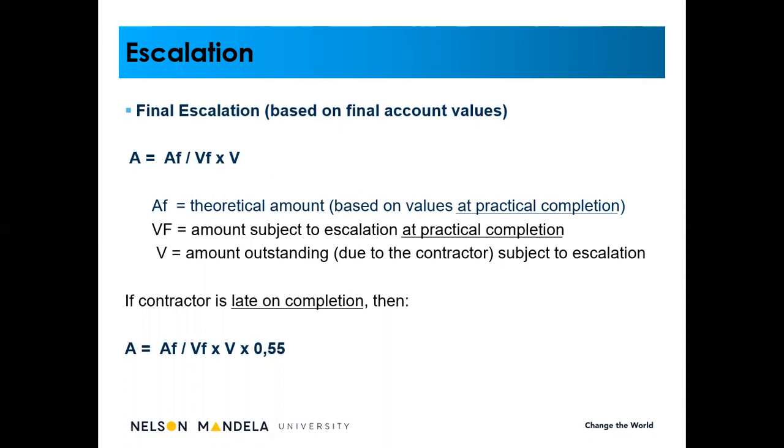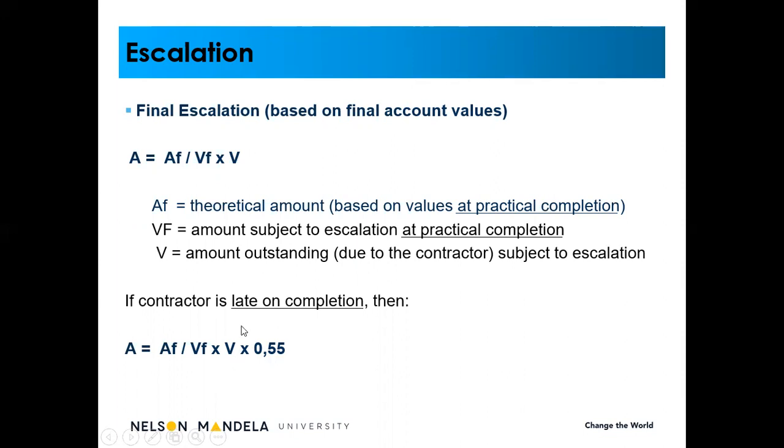All right, so AF divided by VF times V, we will then determine the escalation based on the final account, the outstanding amount. If the contractor is late, we will apply the formula AF divided by VF times V, and then we'll use the factor of 0.55. It's almost like a penalty, and we're not going to give the contractor full escalation. We'll only give him, let's say, 0.55. Now that's 55% of the total escalation based on the outstanding amount of V.